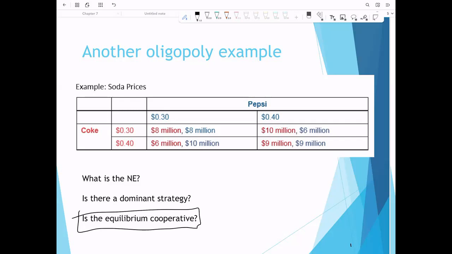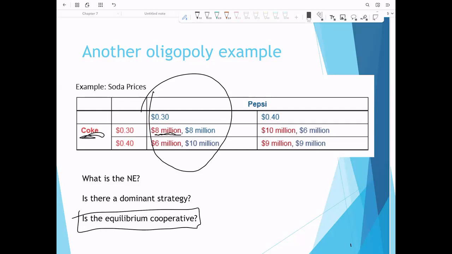This is just how I like to do it. If you found a different way that you'd like to do it, that's totally fine. But if I start as the Coke or the row player, and I say, let's just assume for a second that Pepsi is going to choose 30 cents. Then what should I choose? My best response would be to also choose 30 cents, because I would get a payoff of $8 million, which is higher than $6 million. More profit, the better.